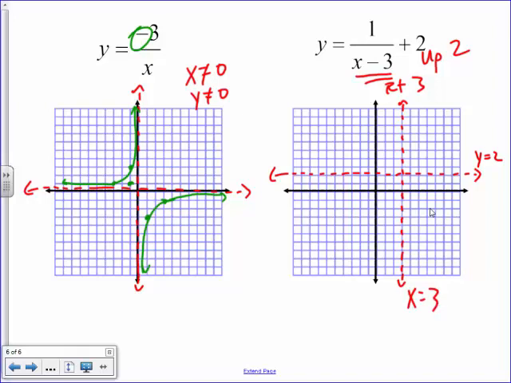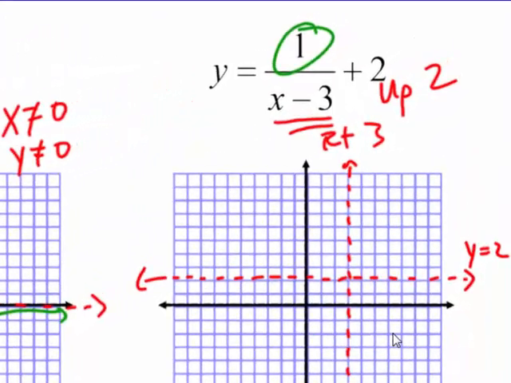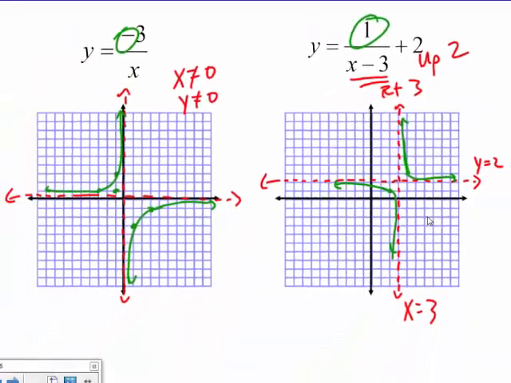Okay, and then is there any stretch in this case? No stretch, because it's just got the 1 up top. So that means it's going to go over 1, up 1 from the center, and over 1, down 1 from the center. And then it starts to go along the asymptotes, just like that. Okay, not the greatest drawing in the world, but pretty solid.